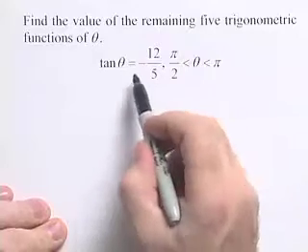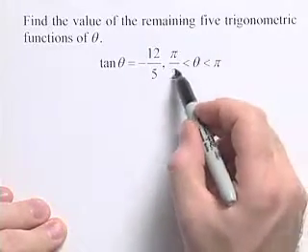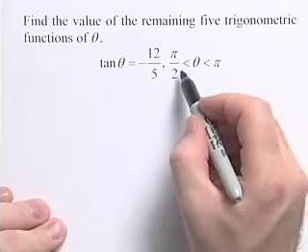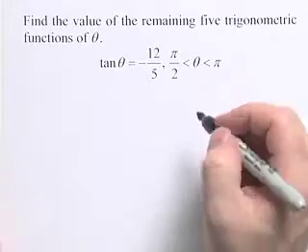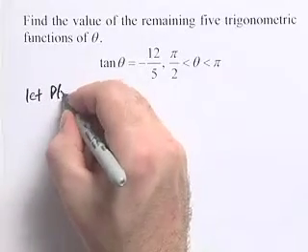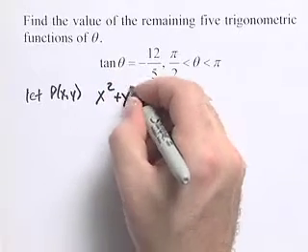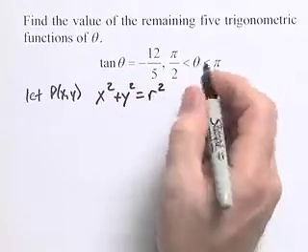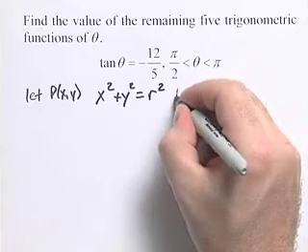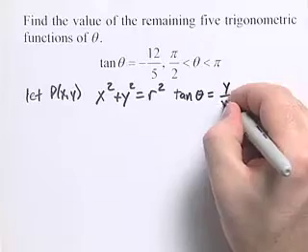We're going to find the 5 remaining trigonometric functions for an angle theta. We're given that tangent of theta is negative 12 divided by 5, and we know that theta is between pi over 2 and pi. That puts that in quadrant 2. If we let point xy be on the graph of a circle, x squared plus y squared equals r squared, we know that tangent of theta is equal to y over x.